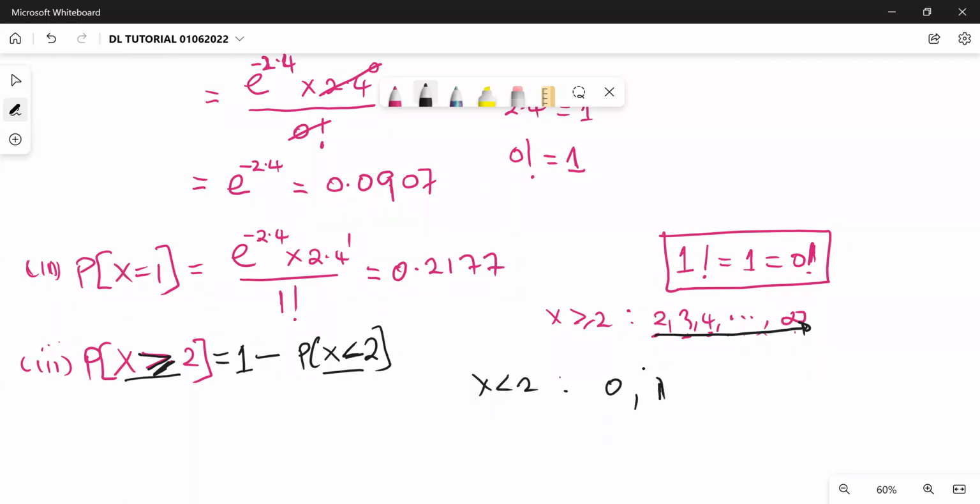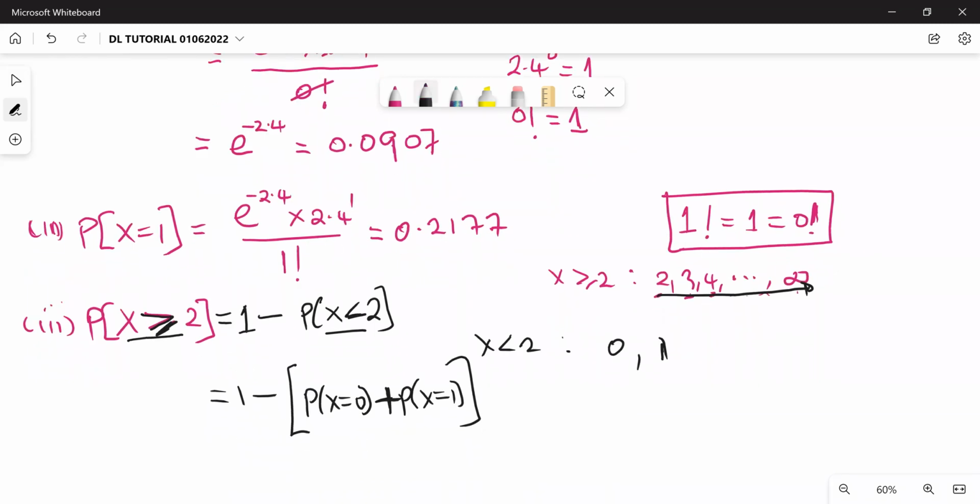X less than 2 means x is either 0 or 1. So in other words, this will be the same as 1 minus the probability that x is 0 plus the probability that x is 1. So I sum up those two probabilities and I take away that sum from 1. I already know the probability that x is equal to 0, and I also know the probability that x is equal to 1.